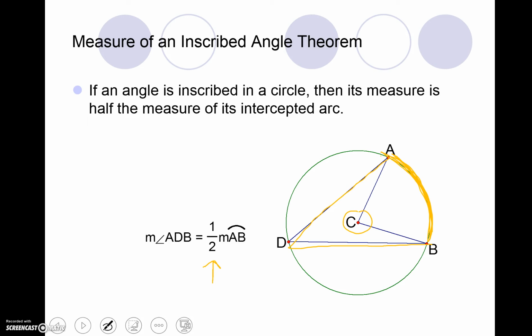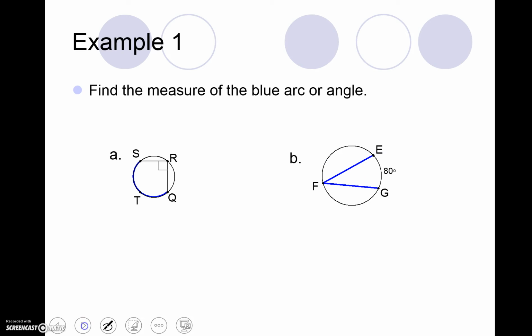Now, if I were to give you the angle, you're then going to double it to get the arc. So make sure you know which one you're going towards. The arc is going to be bigger than the angle. So let's do a couple of examples of that.